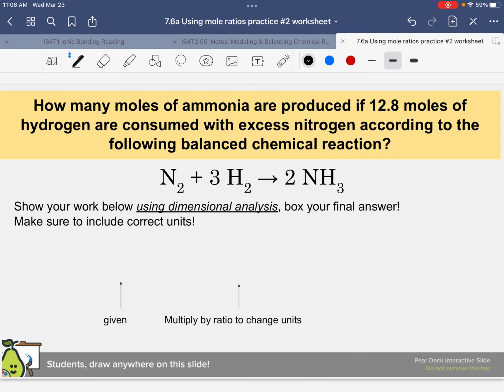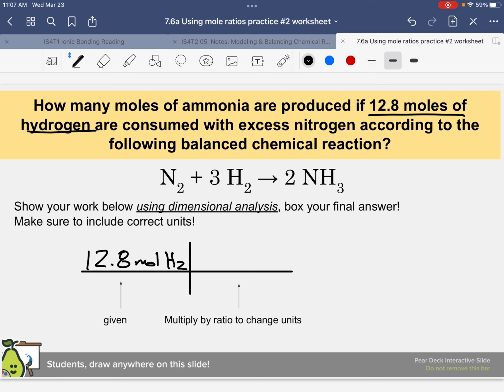So let's write out my given. My given, again, is 12.8 moles of hydrogen. Notice I'm not writing just 12.8 moles. I'm writing 12.8 moles of hydrogen. We need to keep track of our substances now because essentially what the mole ratio allows us to do is change substances. So I'm going to multiply by a ratio to change units.